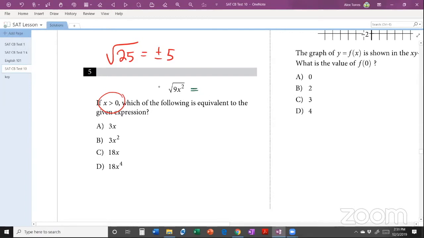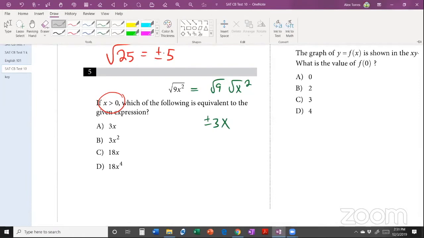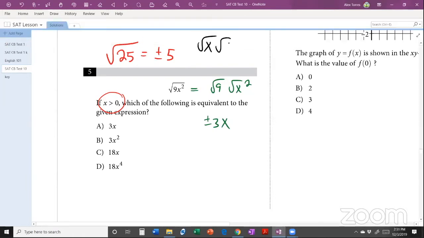So this is like saying we have the square root of 9 and the square root of x squared. So square root of 9 is plus or minus 3, and the square root of x squared is just x, right? That's actually an important thing to know off to the side here. The square root of x times the square root of x is x, because the longer way of saying that would be the square root of x times the square root of x is the square root of x squared.